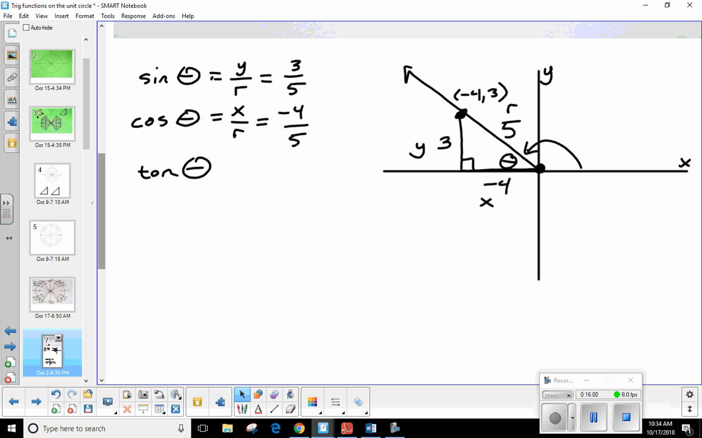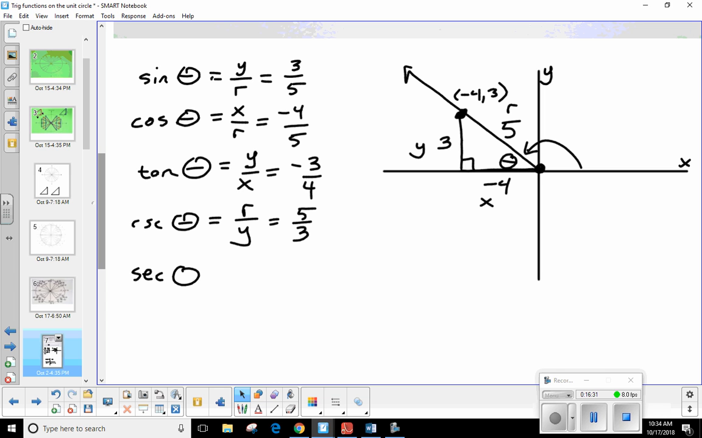Can anybody tell me? We know tangent is going to be y over x. So what's that? Okay, -3/4. Perfect. And now get the reciprocals. So cosecant of theta. We know that's now r over y. Hypotenuse over the opposite. So I can either take the reciprocal of my previous value, or I can go ahead and go back to the diagram. Either way, what do I get? 5/3. Reciprocal of cosine is secant, which is now r over x. So what would that be?